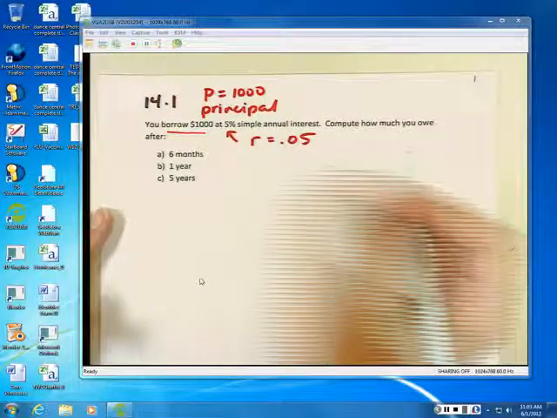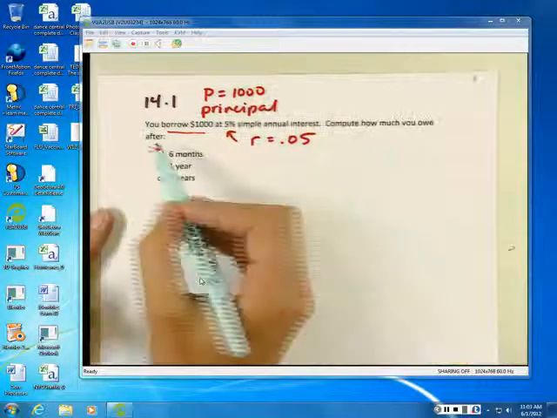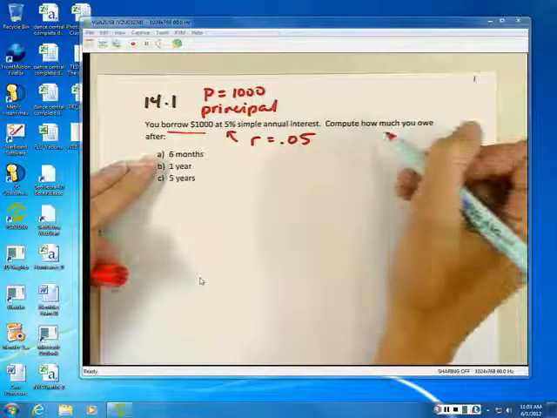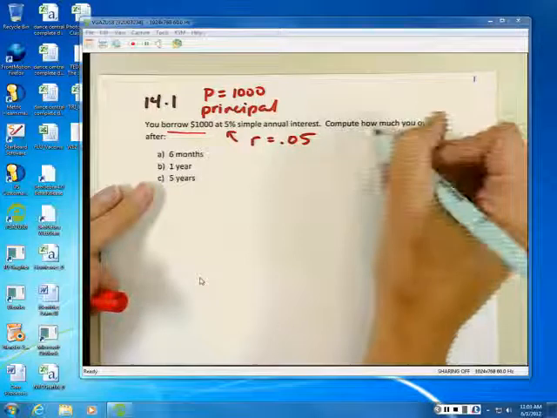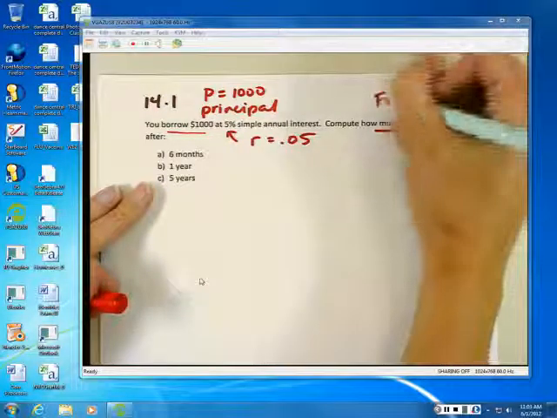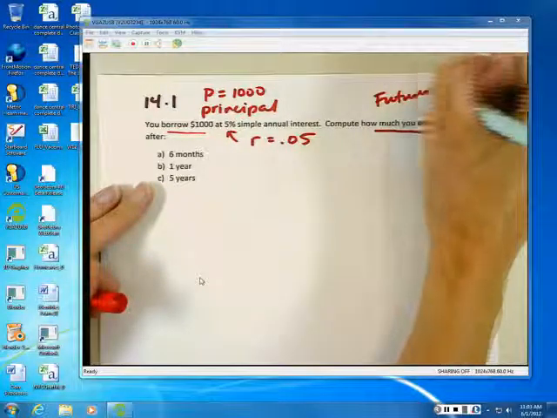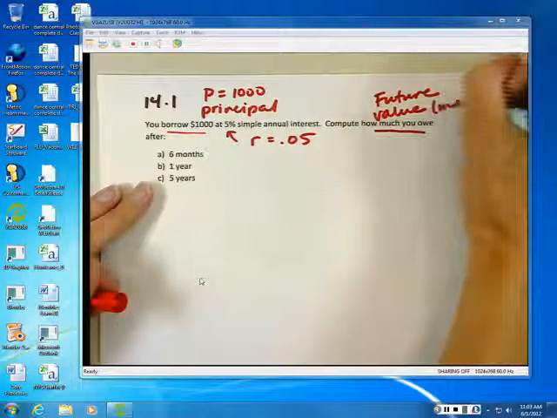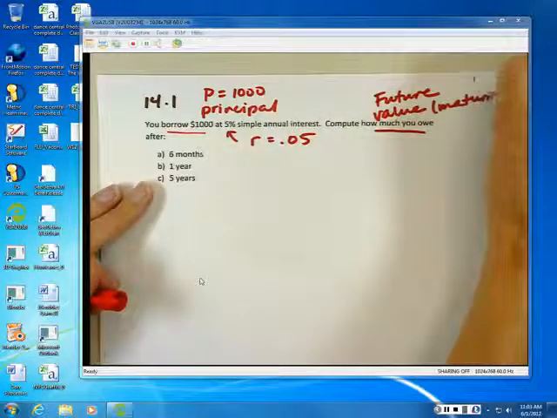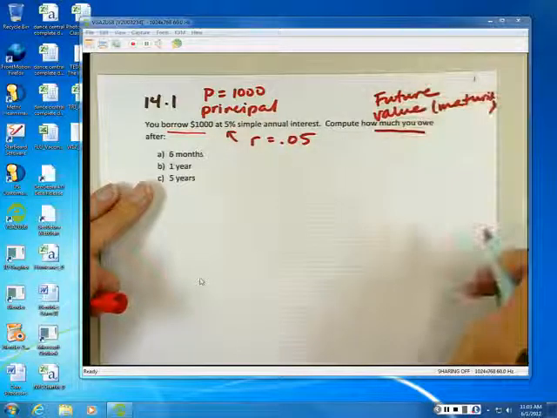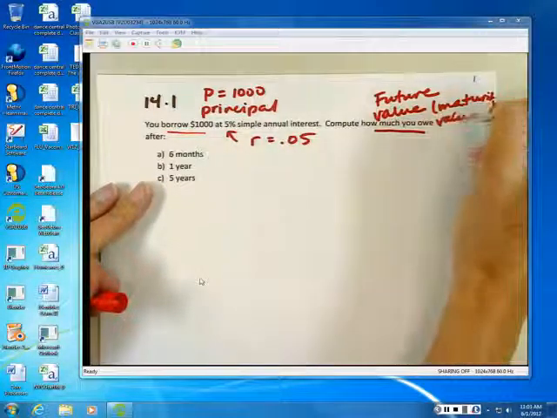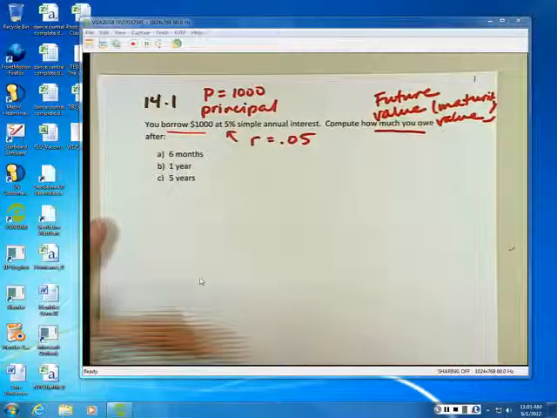And then it says compute how much you owe after. Well, the amount that you owe after 6 months, 1 year, or 5 years is called the future or maturity value. So this is the future value, or the maturity value. Okay, so lots of vocabulary terms. Well, let's just figure it out.